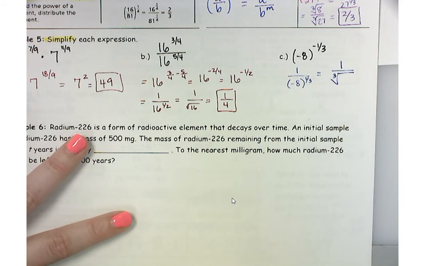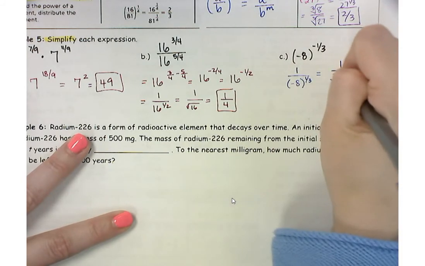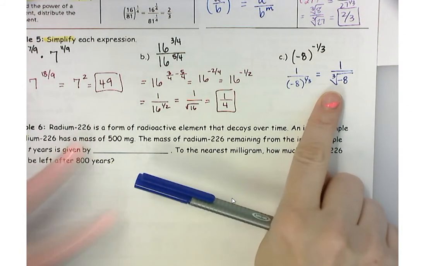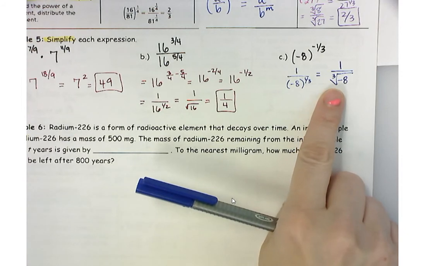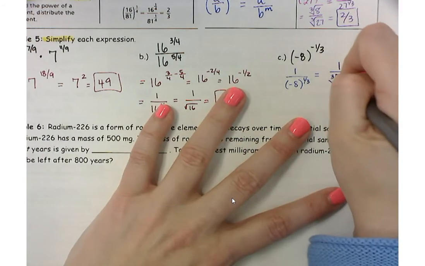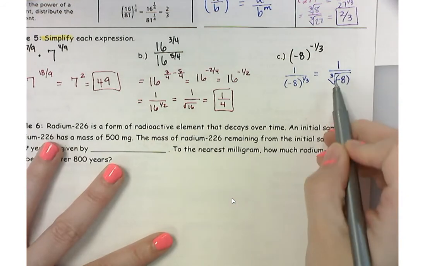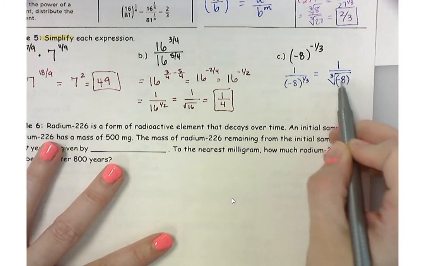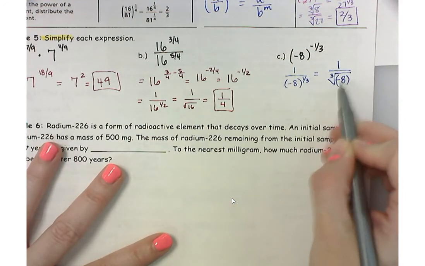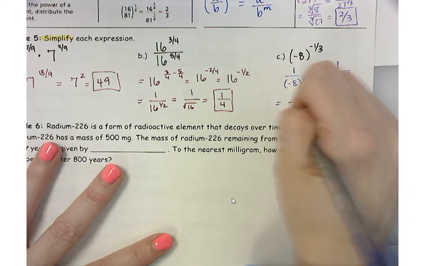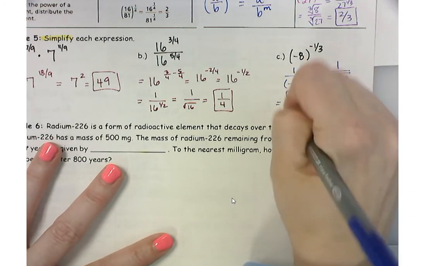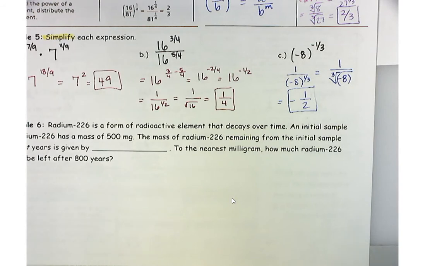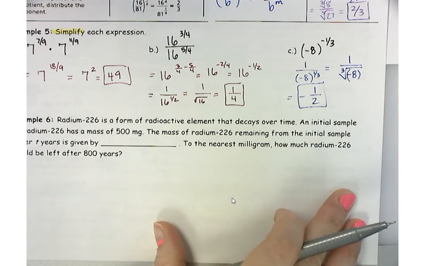Okay? Guys, I'll go over this one more time, but I need you to listen. So whenever you have a negative exponent, you're using the reciprocal and the power becomes positive. It's only the power that becomes positive. So the 8 stays negative, the 1/3 is what becomes positive, and then we did the cube root of -8 to get -2. So -1/2 is your final answer.